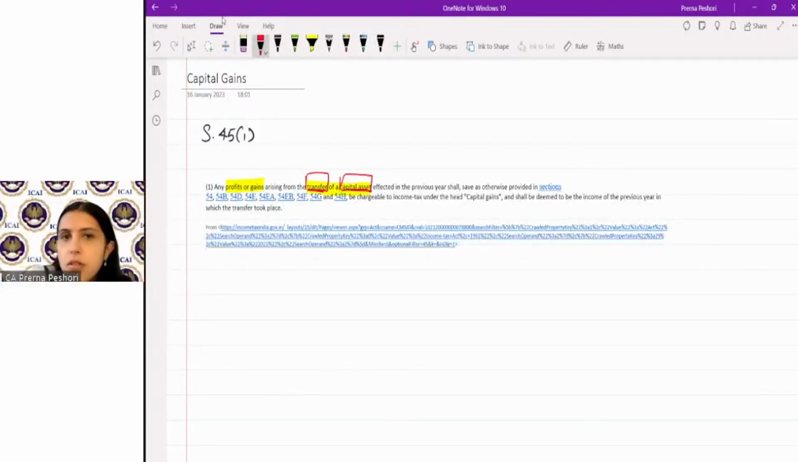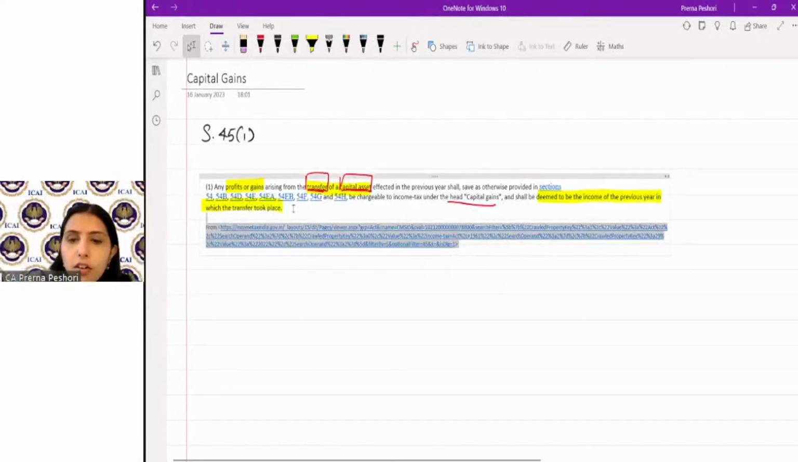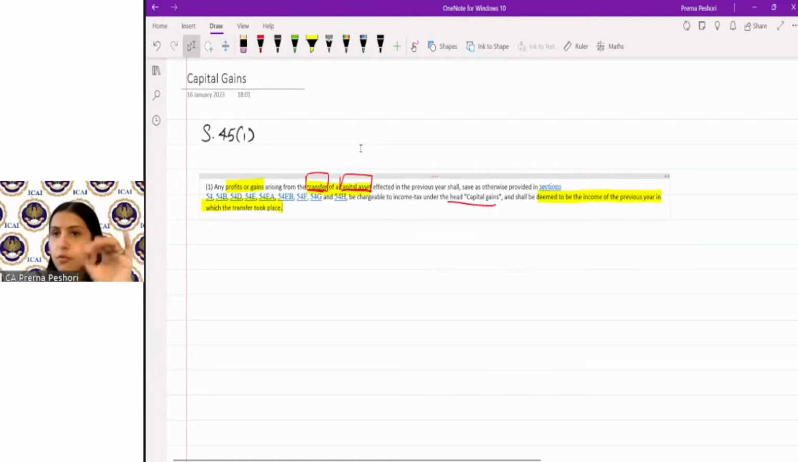Effected in the previous year shall, except as otherwise provided in sections 54 to 54H, be chargeable to income tax under the head capital gains and shall be deemed to be the income of the previous year in which the transfer took place. So 45(1) says that profits or gains from the transfer of a capital asset shall be chargeable under the head capital gains and deemed to be the income of the previous year in which the transfer took place. So income will be considered in the year in which the transfer is taking place.